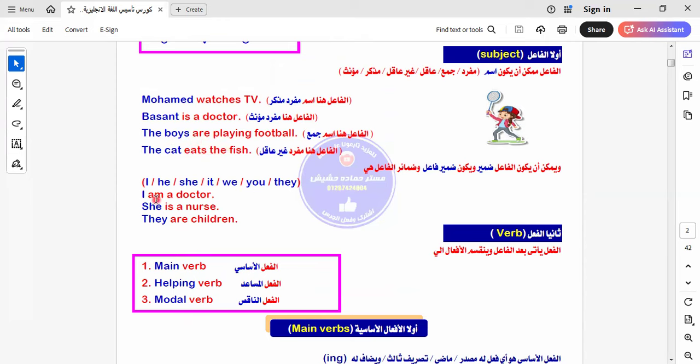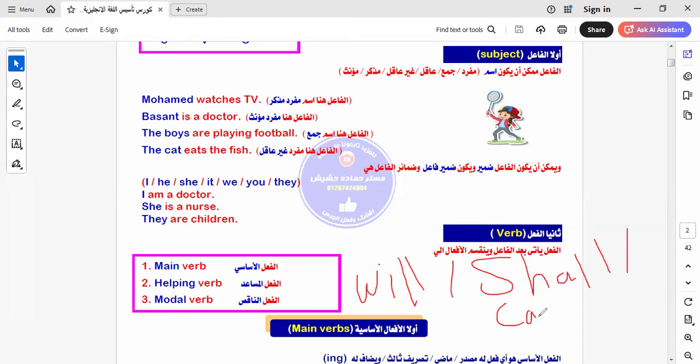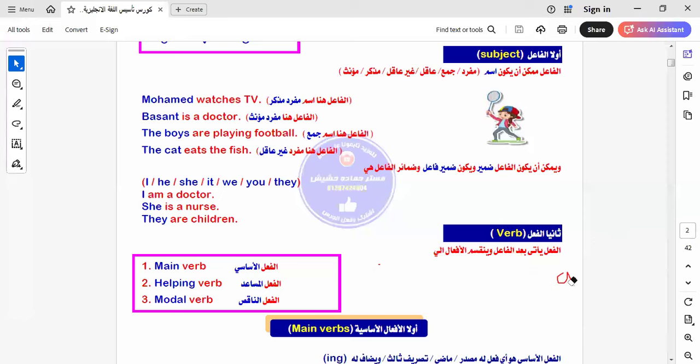Main verb, like this: I am a doctor. So here is the main verb. The modal verb will be like what? Like will, shall, can, and so on. This is called modal verb, and we have other modal verbs that we will explain later. Okay. Let's continue the rest of the lesson.